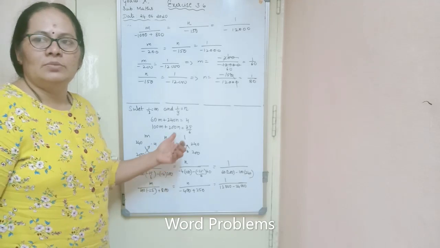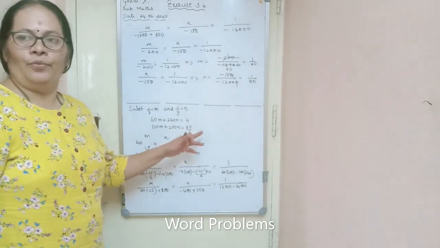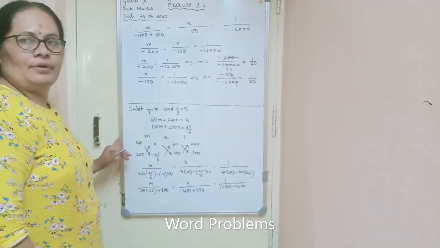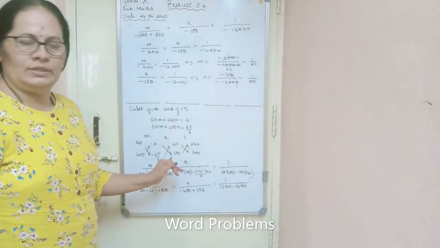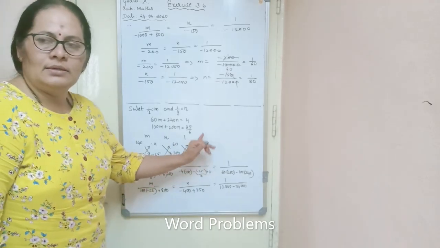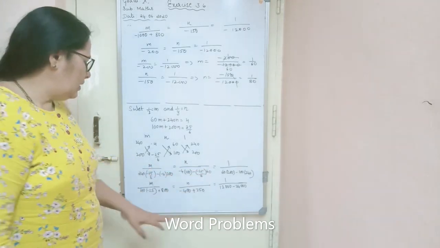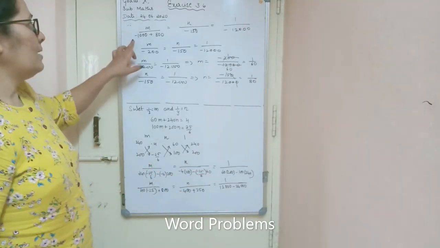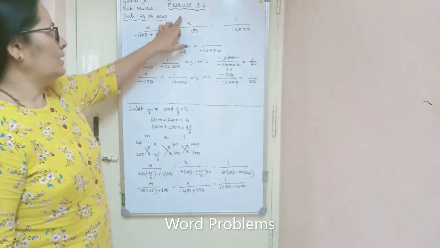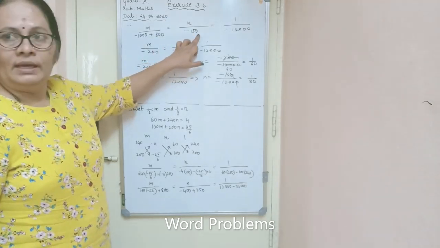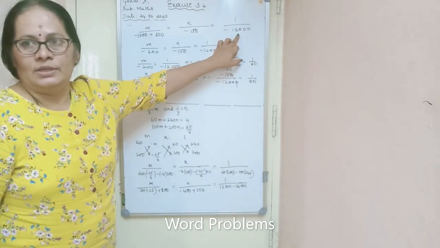Now use the cross multiplication method. So m, n, 1. First we'll write the coefficients of n, then constants, again m coefficients, and last n coefficients. Then you take the cross products, you will get m by minus 1000 plus 800 equals n by minus 150 equals 1 by minus 12,000.